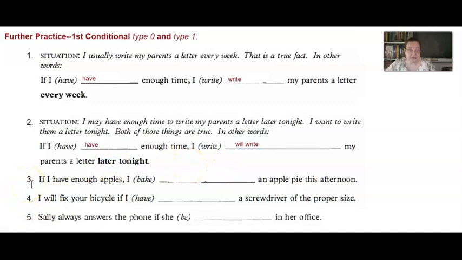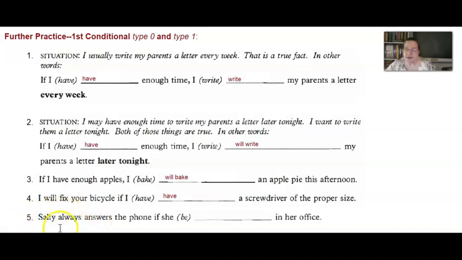Okay. Number 3. If I have enough apples, I will bake an apple pie this afternoon. Now, here we've got the future intention. It's this afternoon, so we use will. I will fix your bicycle if I have a screwdriver of the proper size. Okay. So in the if clause, remember, we use the present simple.